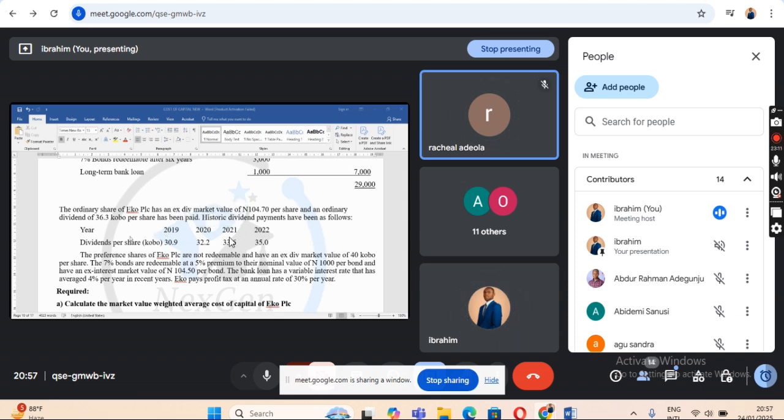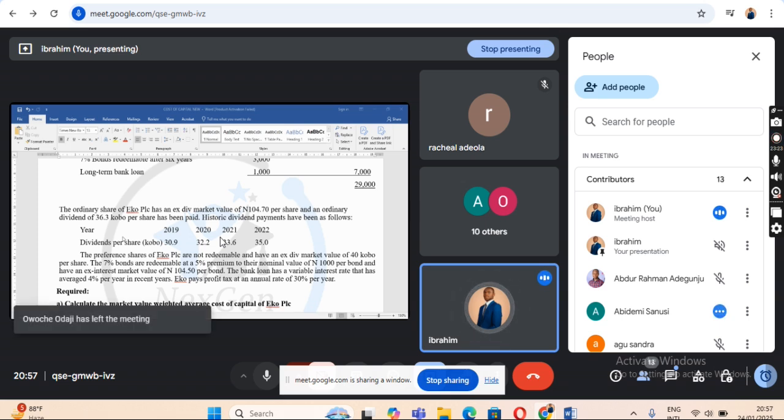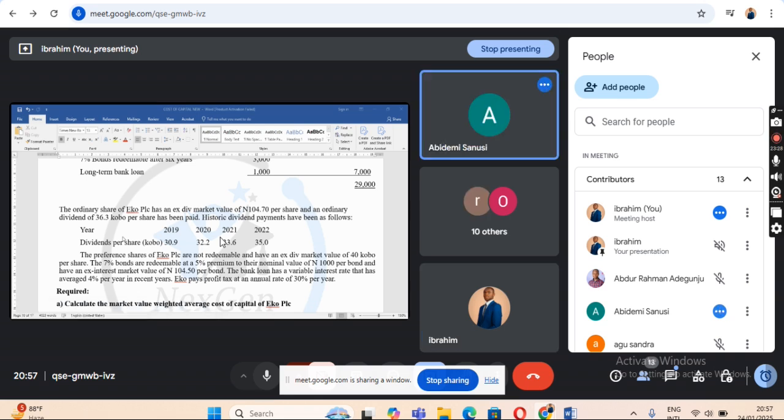Now, if it is the dividend valuation method, there are two methods under it: dividend with growth and dividend without growth. Which one of these two will you use? Is it dividend with growth or without growth? Dividend with growth. Thank you.